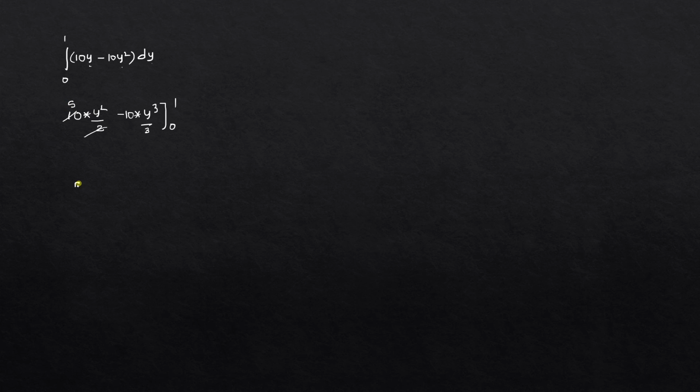So 5 into upper limit minus lower limit, minus 10 by 3 into upper limit minus lower limit. So 5 into 1, 5, minus 10 by 3. So 3 5s are 15. 15 minus 10 by 3. So that is equal to 5 by 3. That is equal to 5 by 3, which is the RHS value of equation 2.